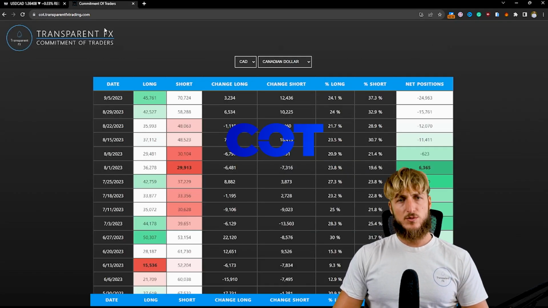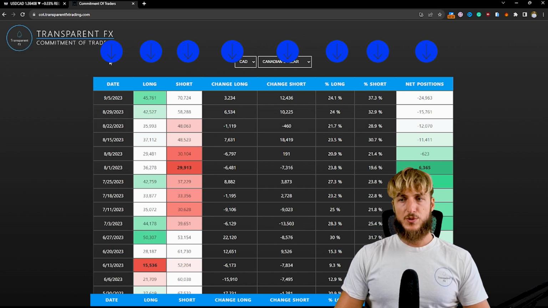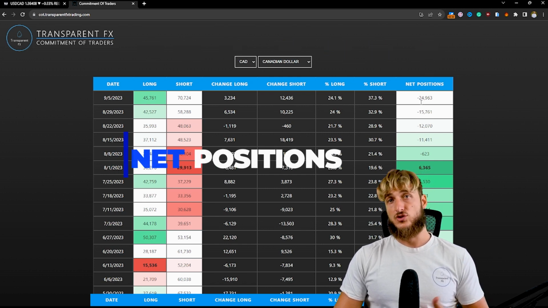Now, if we go and see what we have when it comes to the commitment of traders, so the COT data, which is what the non-commercials, so the biggest speculators in the market are doing, and we check the data precisely for the CAD, we can see how lately net positions have actually been decreasing.